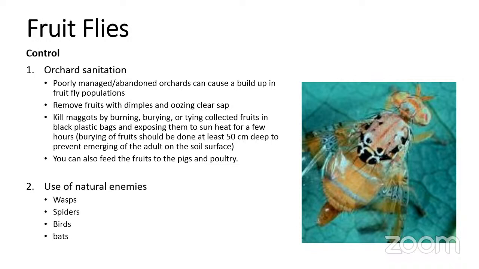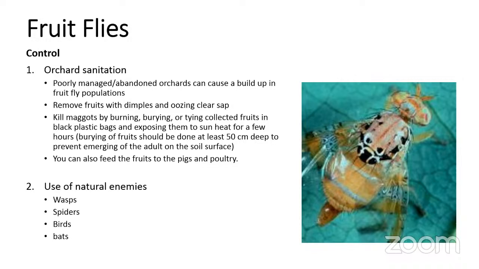The second one, remove the fruits with dimples and oozing clear sap. As it punctures the fruit, sap will be coming from the fruit. So if you see sap coming from the fruit and there is a puncture, remove those fruits. It is quite cumbersome to be removing fruits from the plant, but it's the most effective way of controlling the fruit flies, because if you let them drop on the ground, by the time you'll be picking the fruits, some of the larvae would have come out and pupated. So remove them as soon as you see them on the tree.